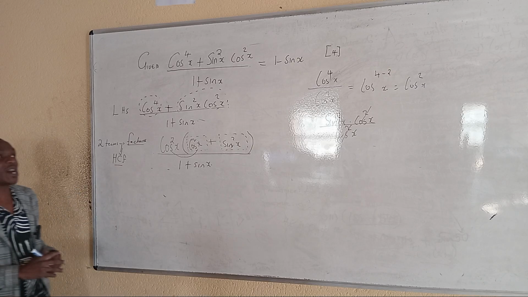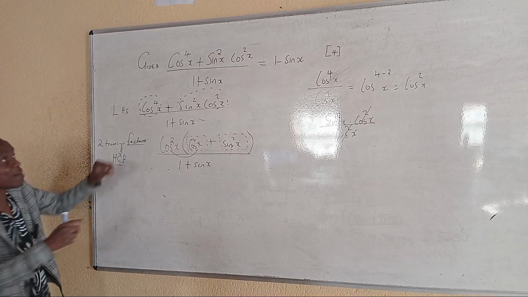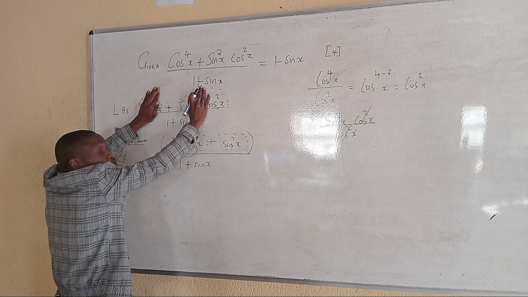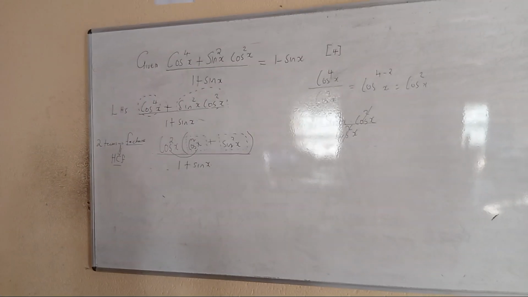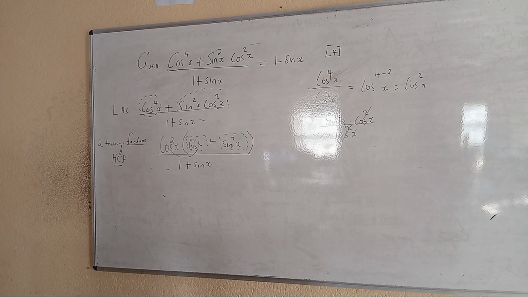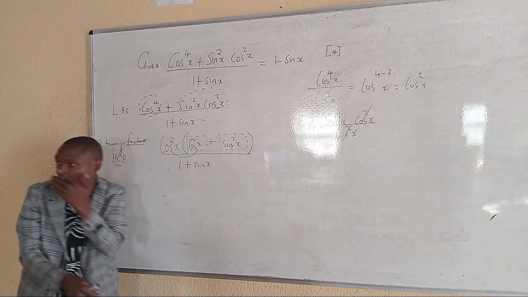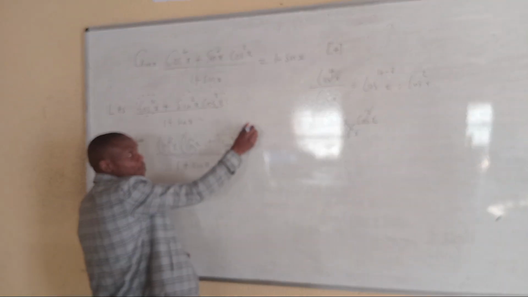So you must first identify the number of terms. How many terms? 1, 2. Now, do they have an expression in common? Do they have a common factor? Yes, it's cos squared x. Then you write this common factor outside the bracket. You figure out what you put inside the bracket. I'm writing NB here.